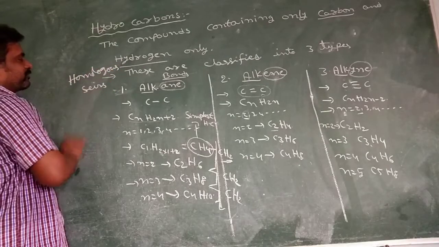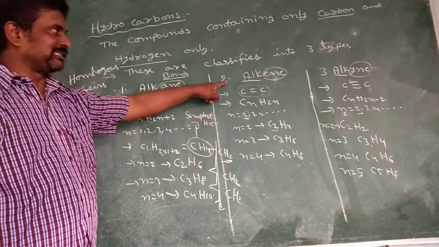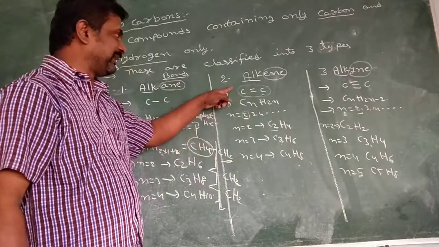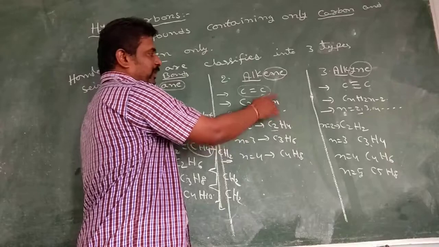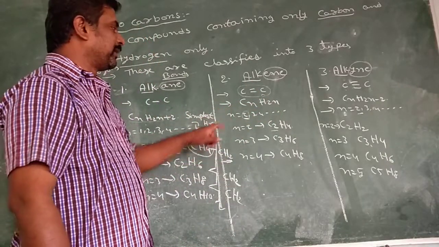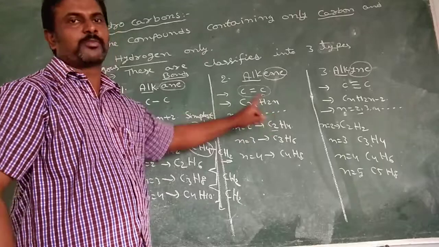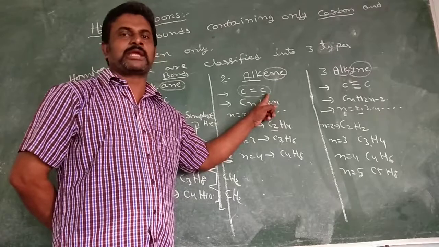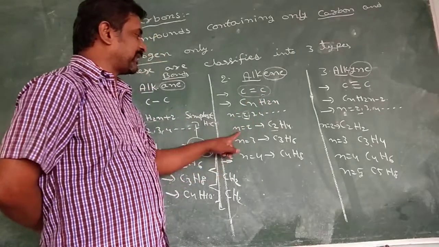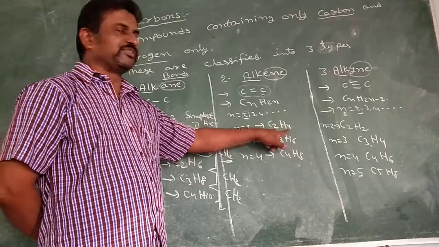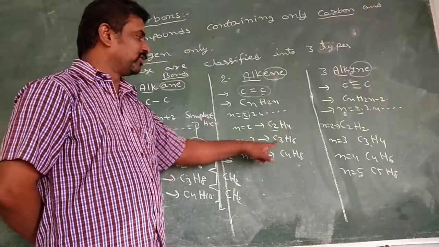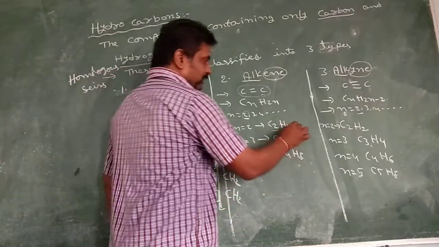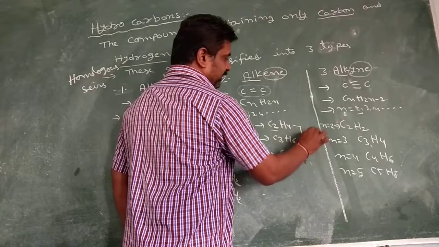Next one, alkenes. Carbon attached with another carbon by a double bond, those are called the alkenes. General formula CnH2n. Here n values are 2, 3, 4 and so on. Minimum n value is 2 because one carbon atom is attached with another carbon atom by a double bond. Substituting n is equal to 2 gives C2H4, ethene. N is equal to 3, propene. N is equal to 4, butene.